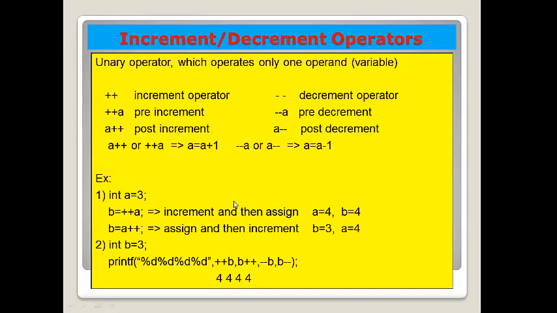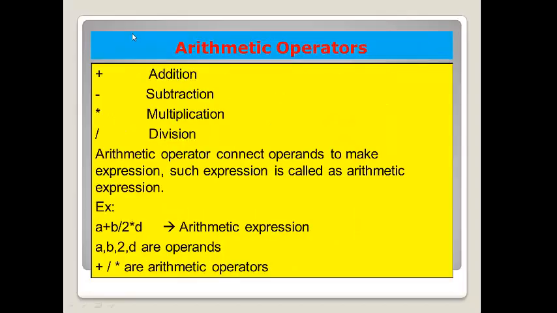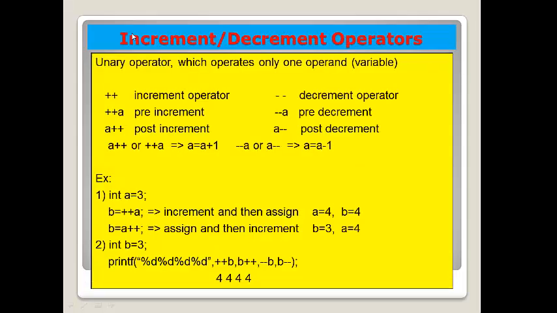The next type is the increment or decrement operator. The increment decrement operator operates on only one operand, so this is also called a unary operator. Plus plus is the increment operator, minus minus is the decrement operator. Plus plus a is the pre-increment operator. a plus plus is the post-increment operator.